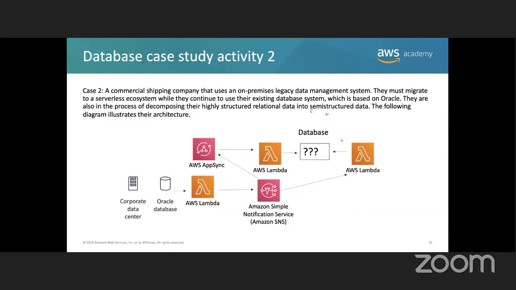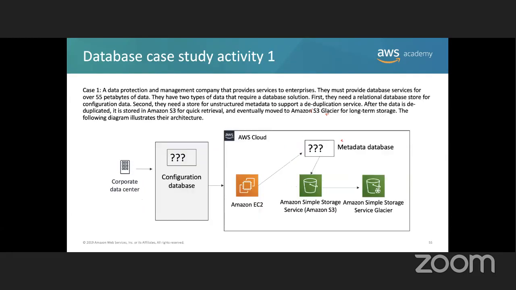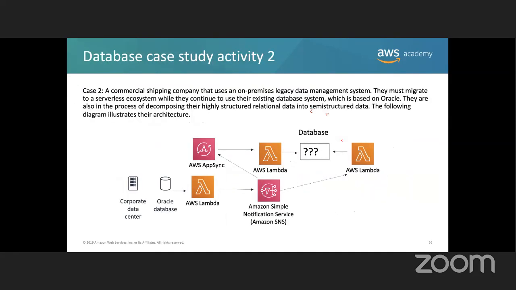The second one says a commercial shipping company uses an on-premises legacy data management system. They must migrate to a serverless ecosystem while they continue to use their existing database system, which is based on Oracle. They're also in the process of decomposing their highly structured relational database into a semi-structured database. The following diagram illustrates their architecture.